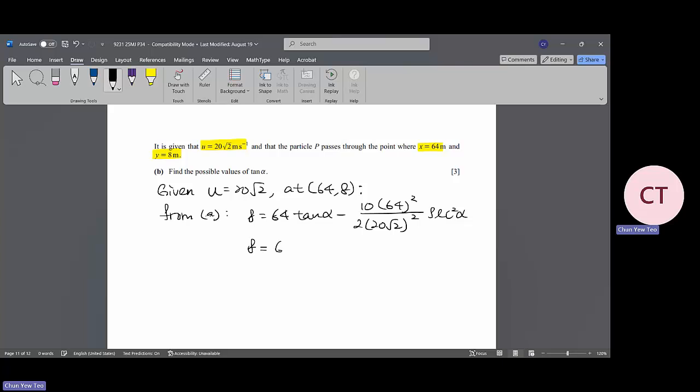So you have 8 equal to 64 tan alpha minus, and this one will be 128 over 5 sec squared alpha. I make sec squared alpha become 1 plus tan squared alpha. We want to make tan alpha in the quadratic form. Multiply everything by 5, divide everything by 8, because you can see that the numerator is always a multiple of 8. Multiply by 5, divide by 8. You get this one as 5, this one as 40, this one as 16.